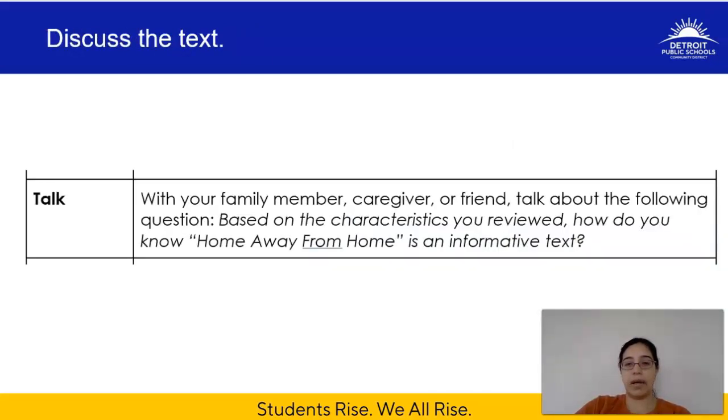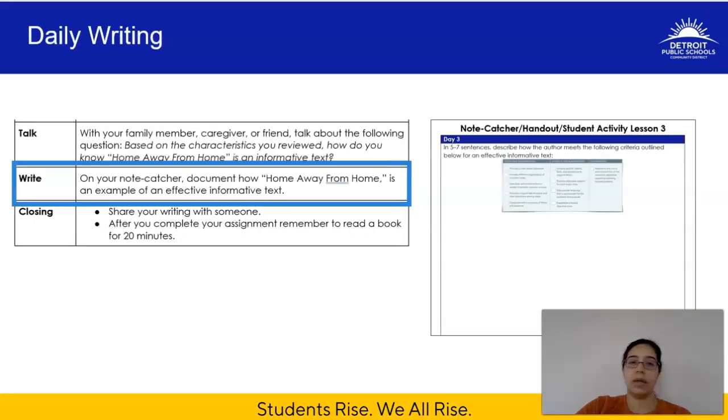Once you've thought about that, I'd like you to share your thinking with someone, with a family member, caregiver, or friend. Share with them why you think that Home Away from Home is an informative text based on the characteristics that you read about. Once you've done that, you will put your thoughts into writing. Your writing task for the day is to answer that same question in about 5 to 7 sentences on your note catcher using evidence from the text to support your answer.